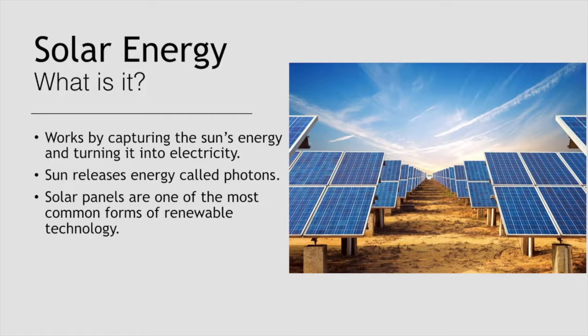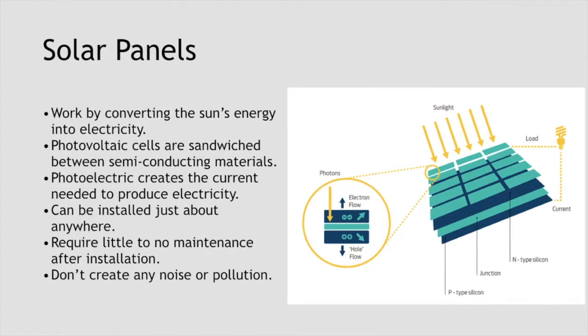Solar panels are one of the most common forms of renewable energy. They work by converting the sun's energy into electricity. Photovoltaic cells are sandwiched between semiconducting materials, normally silicon, but it can also be glass or polymer resin, with different electronic properties to create an electric field. When photons hit the solar panels, the semiconducting materials energize. This is known as the photoelectric effect, and that creates the current needed to produce electricity.